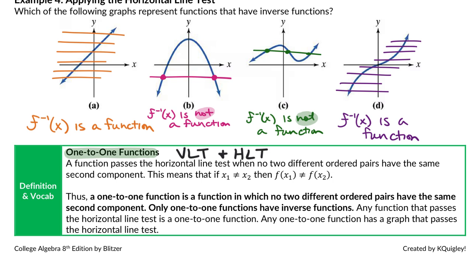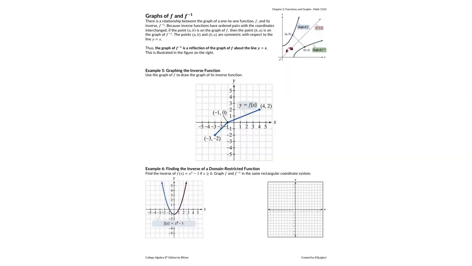That is a one-to-one function. It's a function, and its inverse is a function. It's called a one-to-one function. Every x has a different y. No x's repeat, no y's repeat, is basically what it's saying. Now, these one-to-one functions, because they don't have any repeating x's and y's, we can find graphs.